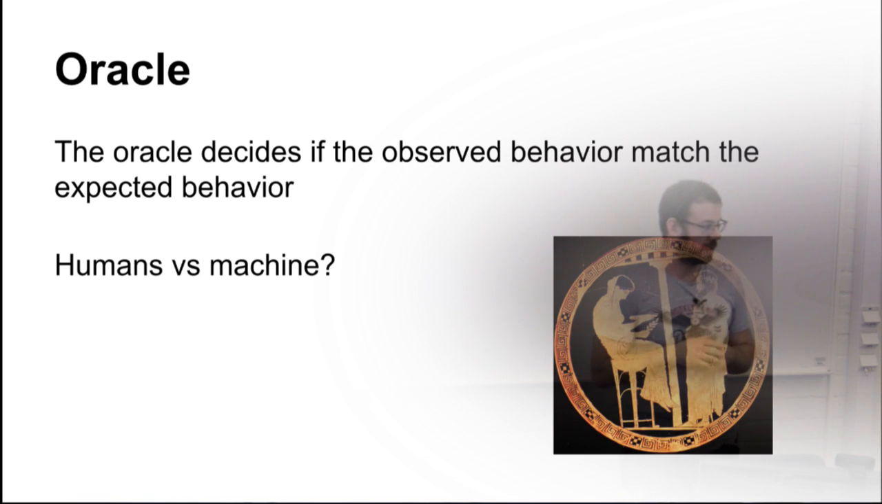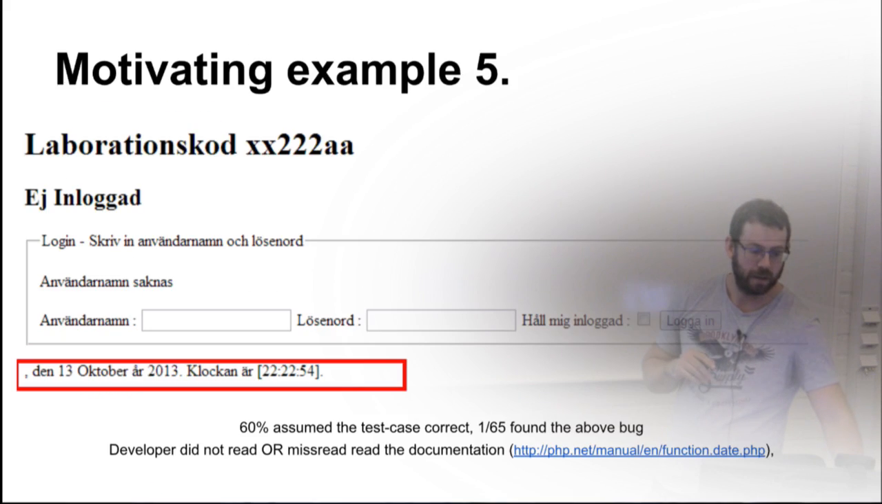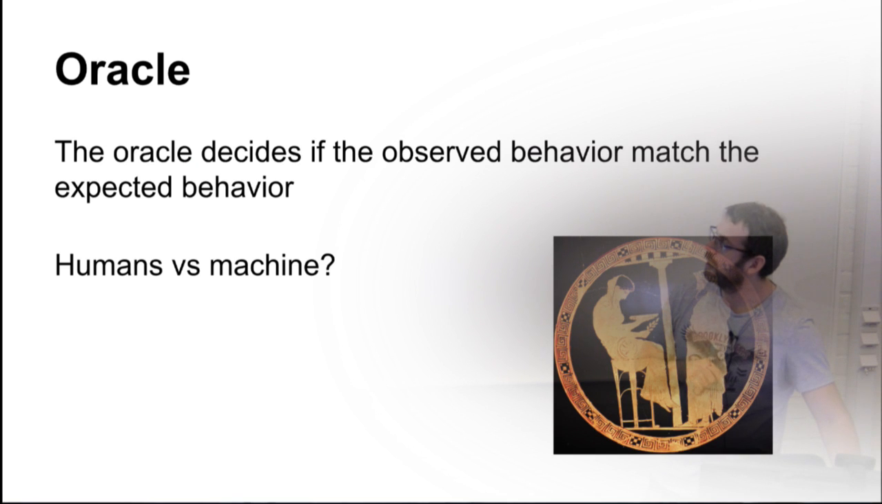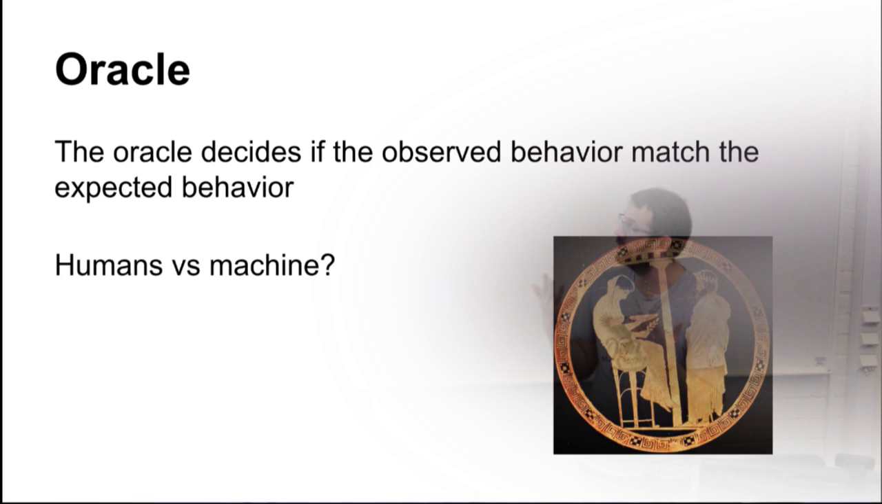Okay, so some of the things that I've talked about are related to the Oracle. The Oracle in this case was students. Students decided if the test case failed or succeeded. The student was the Oracle, checked the observed behavior of the application, and checked: does it match the expected behavior? And that is the Oracle.